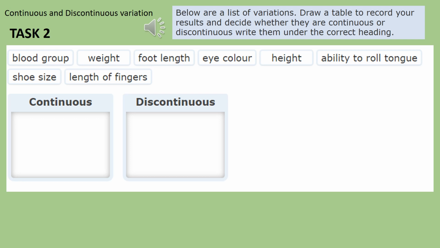So for this task, below there's a list of variations: blood group, weight, foot length, eye colour, height, ability to roll your tongue, shoe size, and length of fingers. Draw yourself out a little table on a piece of paper, and all I want you to do is decide whether or not it's continuous or discontinuous, and write them under the right heading. At the end of the PowerPoint, I'll go through the answers and you can mark your own work. If you need to pause the video to take a bit more time, feel free to do that.